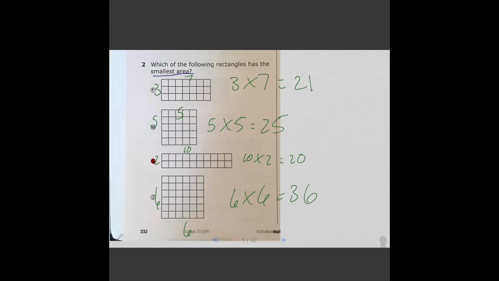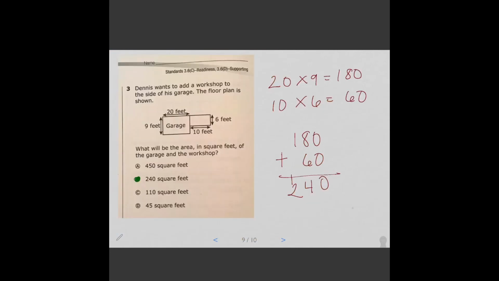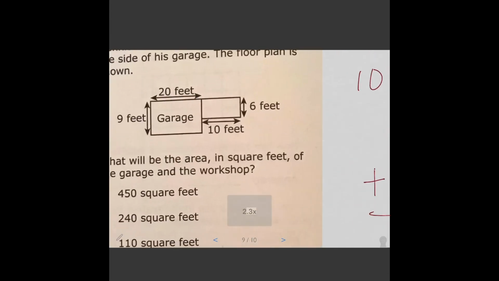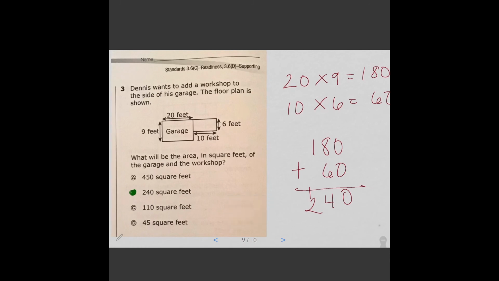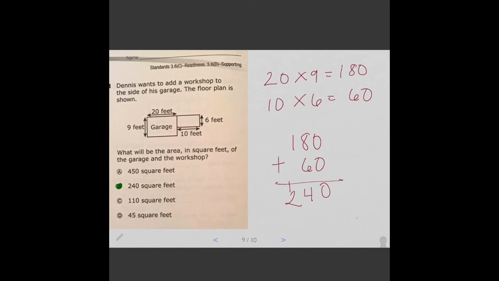Okay, so number three, this is where it was two parts, no squares in between. Like I told you, you would see this. So first I used my side length times side length. That's basically my rows and columns, so it's just without those squares. So if I zoom in, I did 9 times 20 at the top right here.